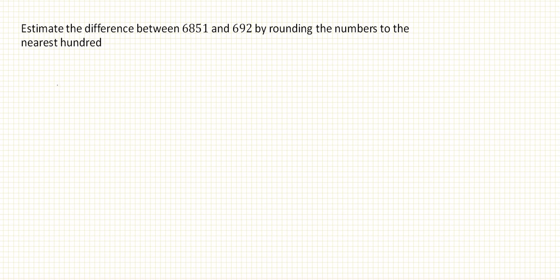Now our next example, estimate the difference between 6,851 and 692 by rounding the numbers to the nearest 100. So we have 6,851 and we have 692. So what we're going to do now is round to the nearest 100.